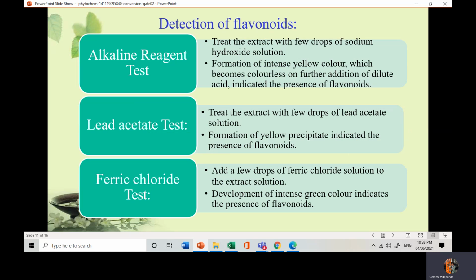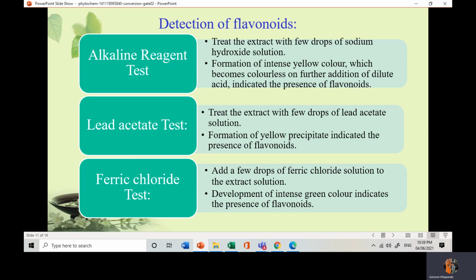Now, detection of flavonoids. Alkaline reagent test. The positive result of this is formation of an intense yellow color, which becomes colorless on further addition of dilute acid, indicating the presence of flavonoids.